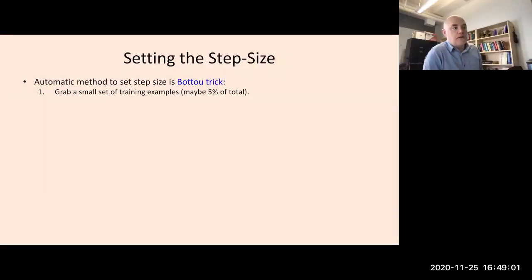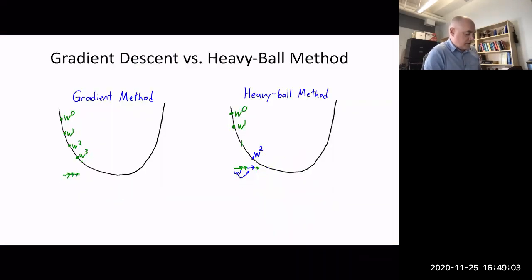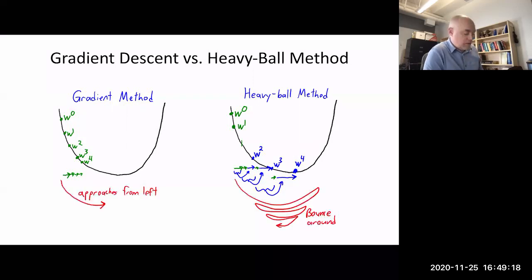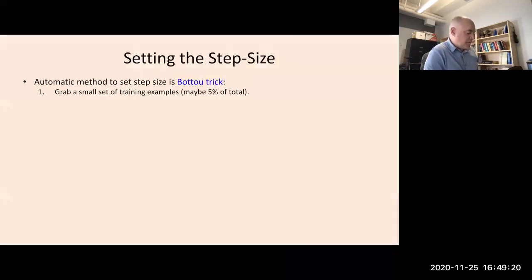No. So the heavy ball method is exactly what we are showing here. You basically just accumulate your gradients and you compute a running average, a weighted running average of your accumulated gradients. Okay. So setting the step size, it turns out that the step size is super, super important.